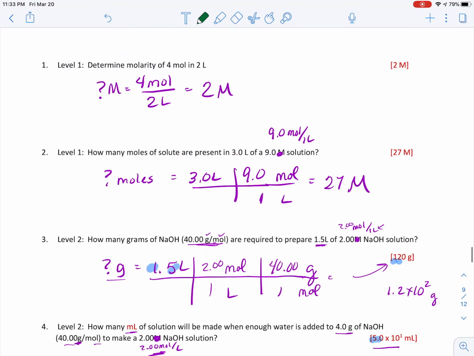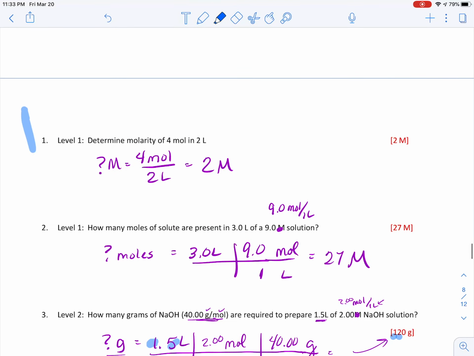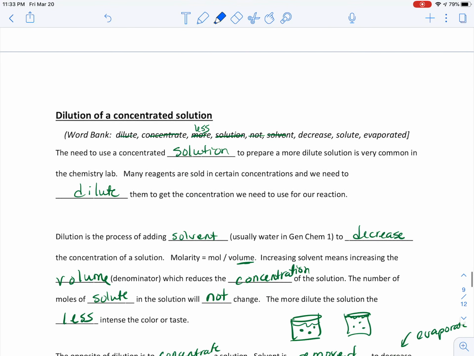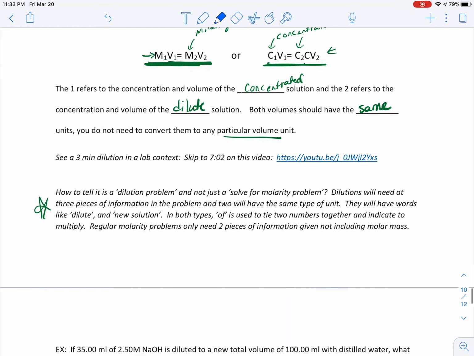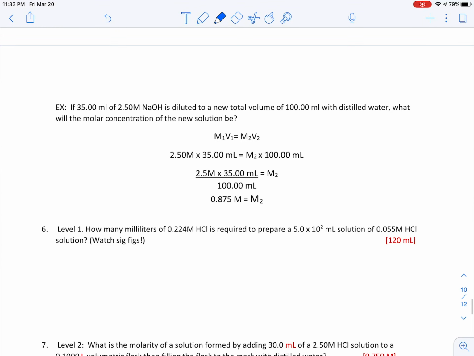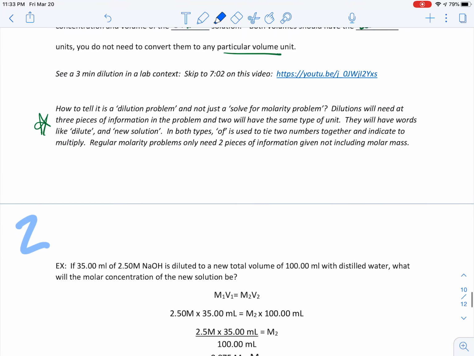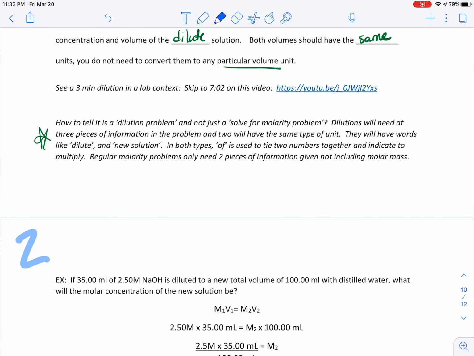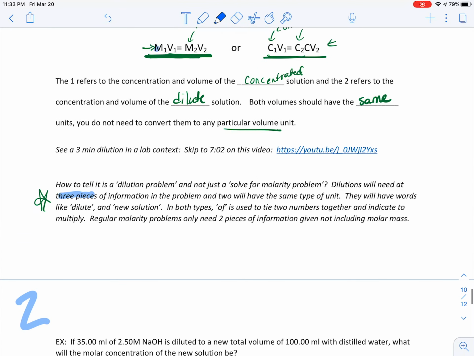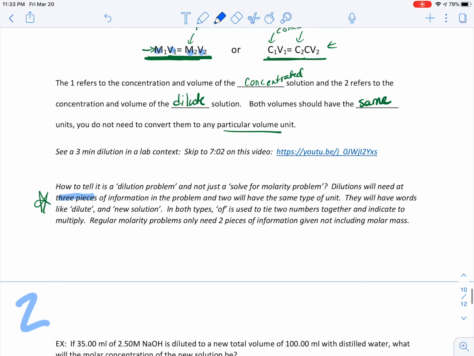Little pro tip: how to tell if it is a dilution problem, because this is our other equation. Notice earlier we had all the molarity where we just figured out molarity. So this is one type of problem, and this over here is the second type of problem. So how to tell dilution and not just solve for molarity. Dilutions will need at least 3 pieces of information, because notice with the equation you've got 1, 2, 3, 4 things, so you need to know 3 of them to solve for the last one.